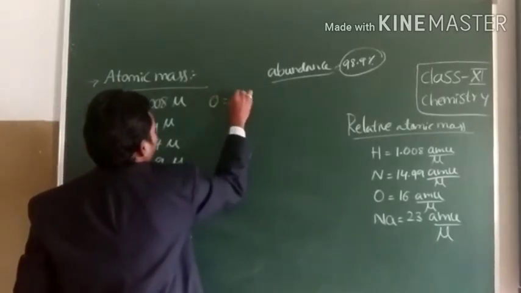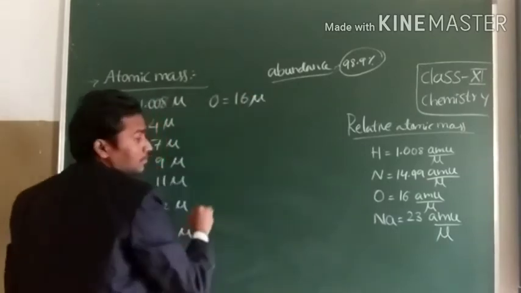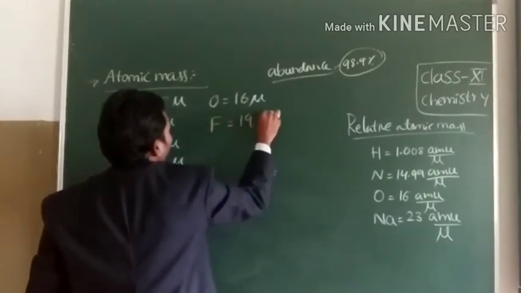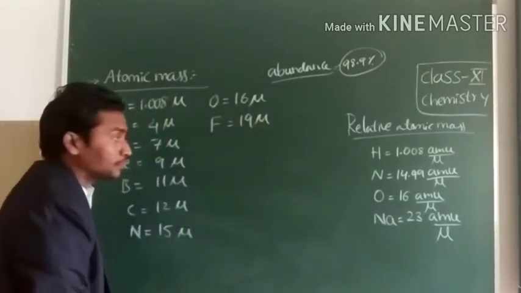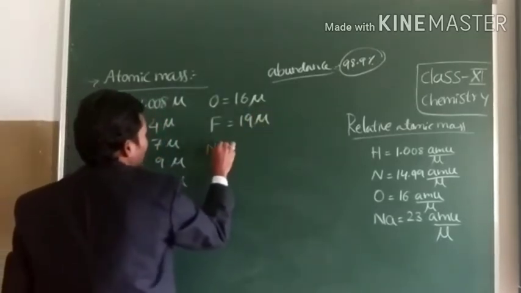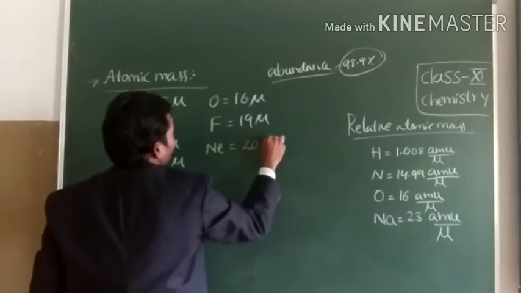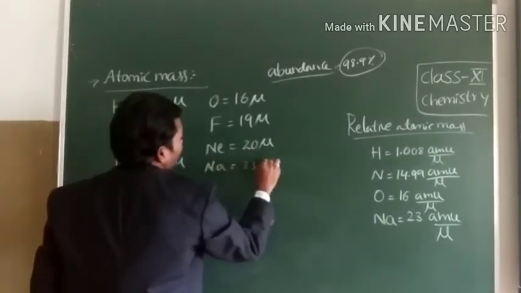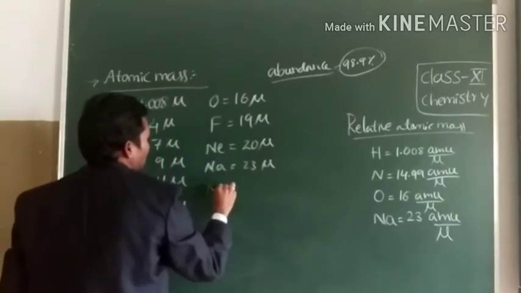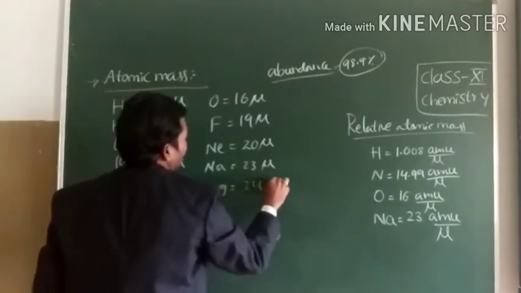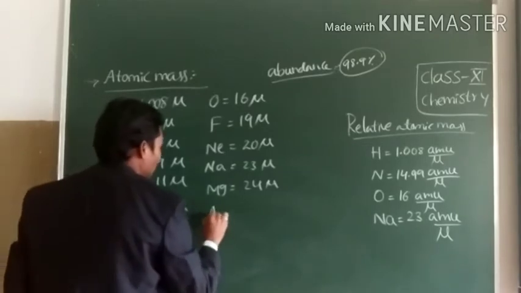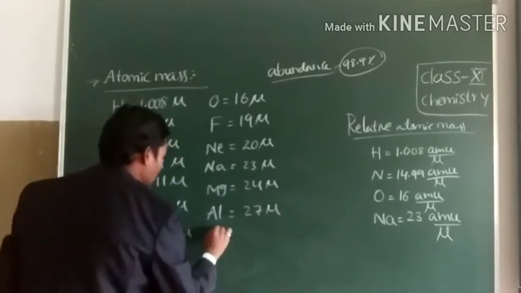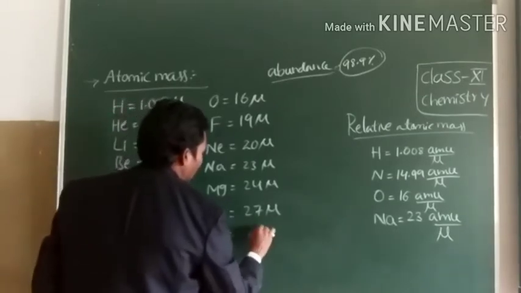Oxygen 16 mu. Fluorine 19 mu. Neon 20 mu. Sodium 23 mu. Magnesium 24 mu. Aluminum 27 mu. Silicon 28 mu.